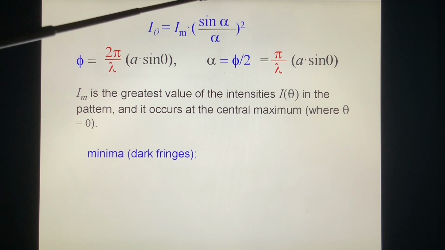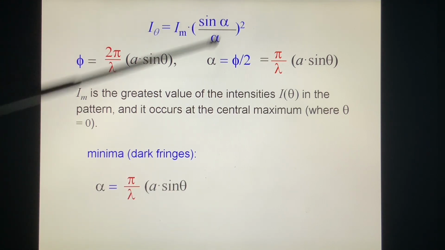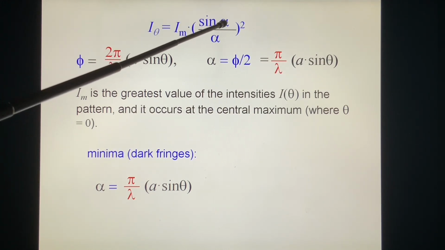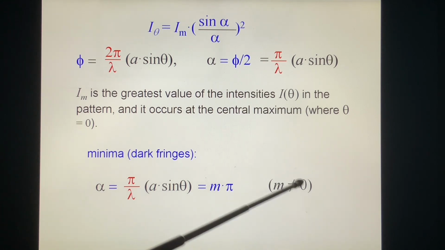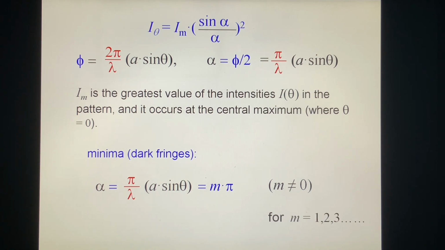And then for the minimum, the minimum is when sine alpha equals 0, but alpha is not equal to 0. So alpha equals m pi. When alpha equals m pi, sine m pi equals 0. m could be 1, but cannot be 0, because 0 is the central maximum. So m may be 1, 2, 3, 4, and so on. This is the minimum. Now look at this formula. We cancel the pi and move the lambda here. When a minimum happens, a sine theta equals m lambda. This is the minimum formula. m can be 1, 2, 3, 4, not 0, because theta equal to 0 is always the maximum.